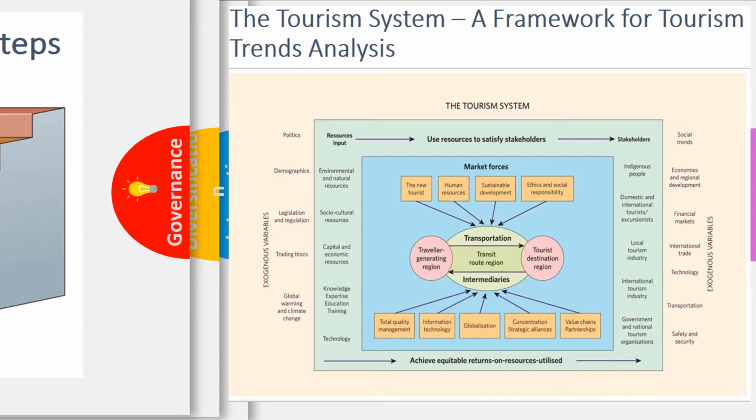And you have the intermediaries. In terms of market forces affecting transportation, you've got the new tourists, human resources, sustainable development, ethics and social responsibility. And then on the intermediary side of things, you've got total quality management, information systems, globalization, concentration, strategic alliances, and value chain partnerships. So you've got these things happening within the business. We're talking about TQM, total quality management, and the value chain, vertically integrating backwards. Why? Because we're trying to get cost efficiencies.